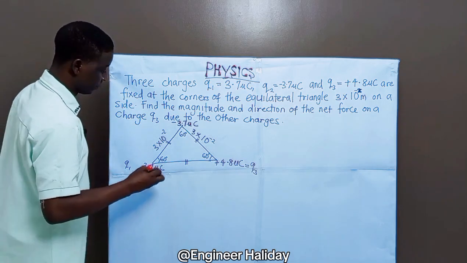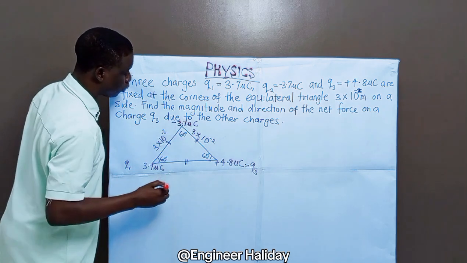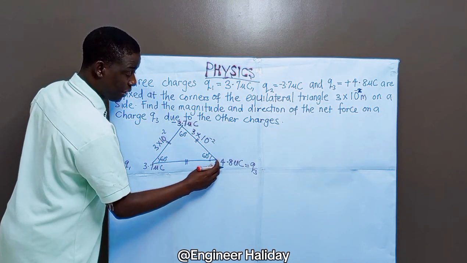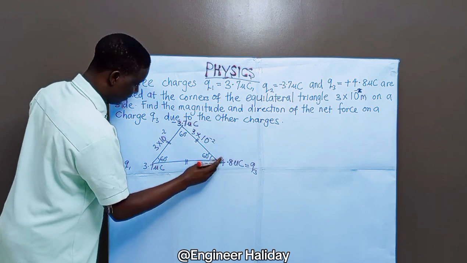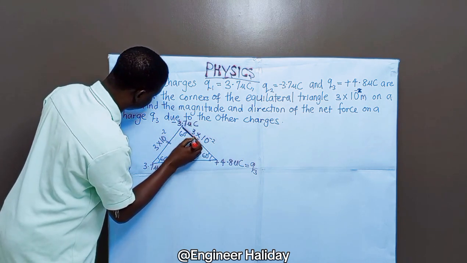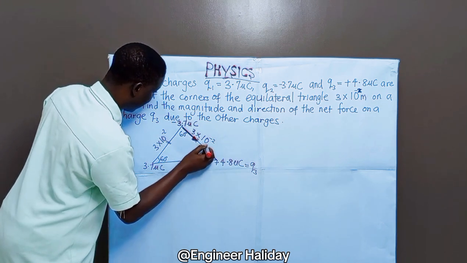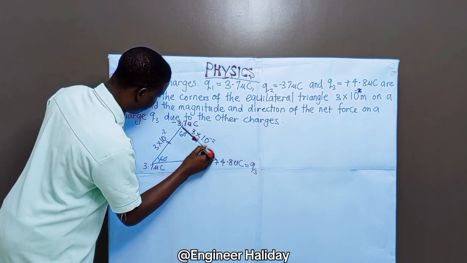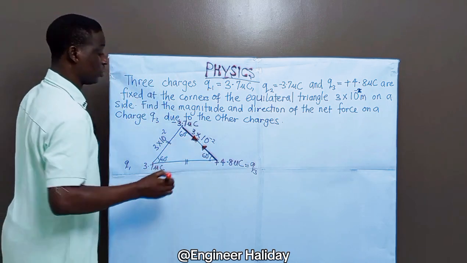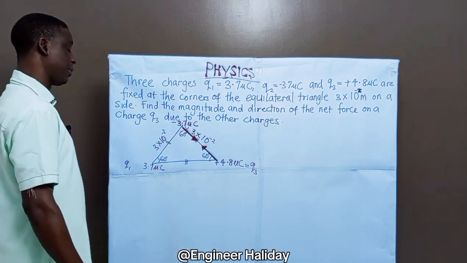Now watch. Minus 3.7 microcoulombs is negative, and plus 4.8 microcoulombs is positive. So they will attract. There will be an attraction here. This one also attracts. Don't forget, they will attract each other. But we are not interested in this one, so forget about that one.